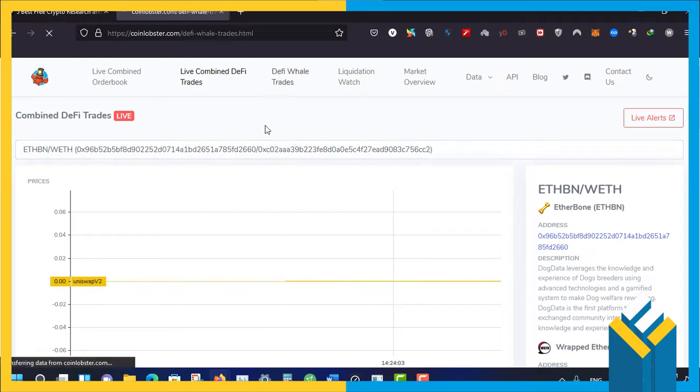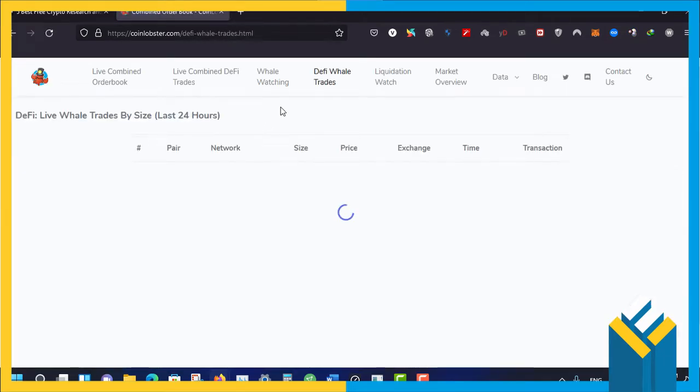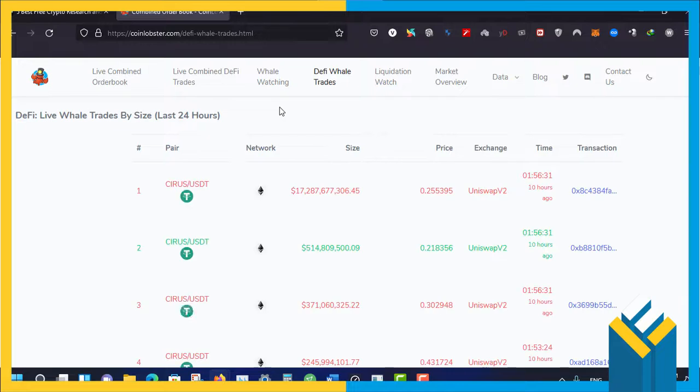Okay, DeFi whale trades. These are the big trading amounts related to the whales in the last 24 hours. For example, CRUS per USDT. As you see, some kind of billions of dollars. And also this is the price that's been swapped in this transaction, in which exchange, Uniswap version 2, what time, and the transaction address. As you see, it shows many pieces of information and gives you much knowledge about the recent transactions.